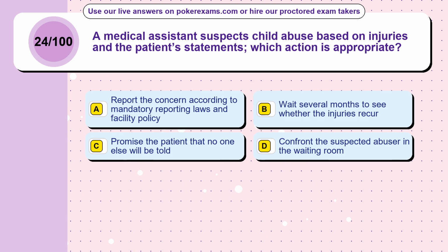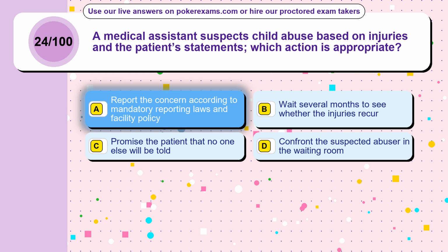Question 24. A medical assistant suspects child abuse based on injuries and the patient's statements. Which action is appropriate? Option A. Report the concern according to mandatory reporting laws and facility policy. Option B. Wait several months to see whether the injuries recur. Option C. Promise the patient that no one else will be told. Option D. Confront the suspected abuser in the waiting room.